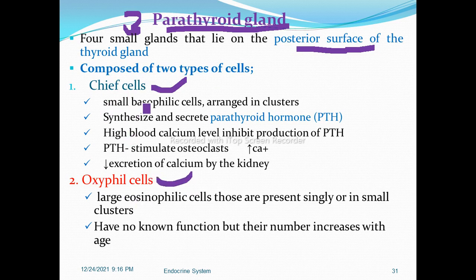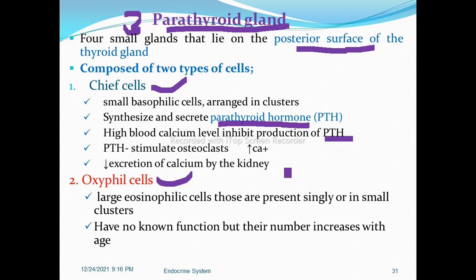Chief cells are small basophilic cells arranged in clusters, which synthesize and secrete parathyroid hormone. Chief cells, which are found in the parathyroid gland, secrete parathyroid hormone. High blood calcium level inhibits production of parathyroid hormone. Parathyroid hormone stimulates osteoclasts. By the way, osteoclasts are cells which degrade bone. That means releasing calcium. So in this case, calcium amount increases, and it also leads to decreased excretion of calcium by the kidney.